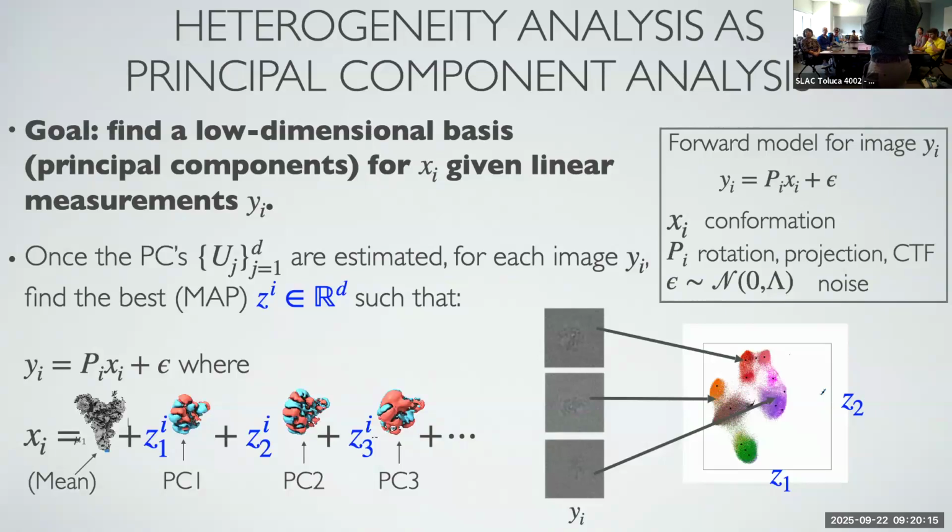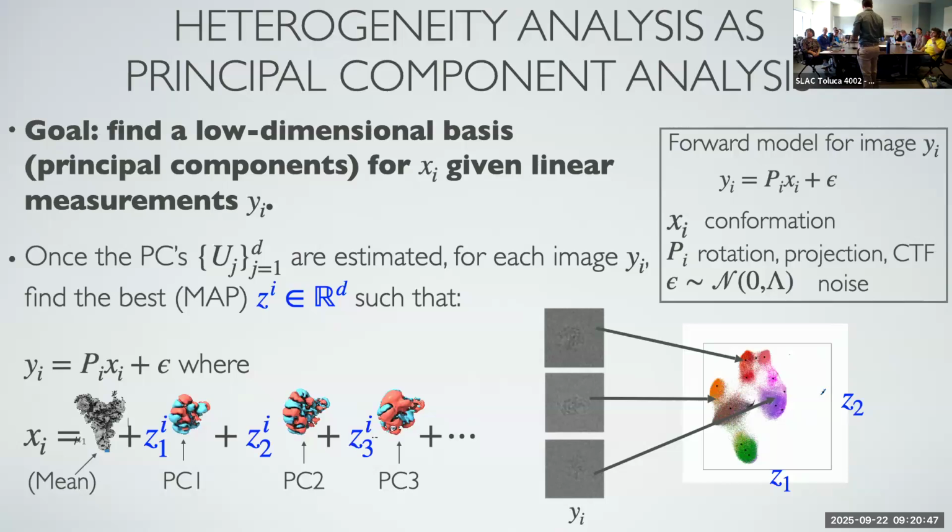Then we go through each image and try to represent the state inside the image as a linear combination of the mean and the principal components. What we call the embedding, the Z vector, is simply the coefficients of the expansion. So that's how we take this image, find its two coefficients, and map it to this point. That's what we call the Z embedding.